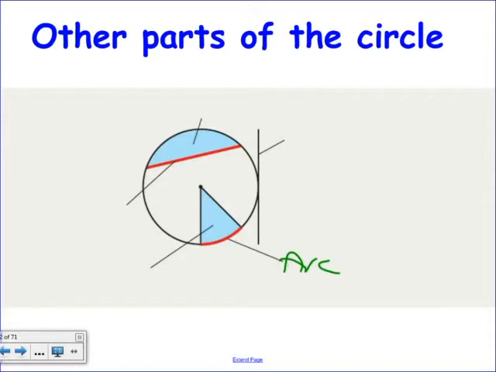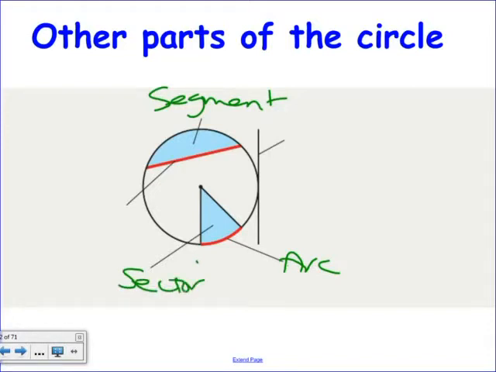Any others? Sam? Is the segment the blue bit next to the arc? Or is that sector? No, it begins with S. The two blue shaded areas are either the sector or the segment, and people get confused between the two. Who thinks the segment is the bottom blue shaded area? And who thinks the blue segment is the top? Segment is the top, and the sector is the bottom one.